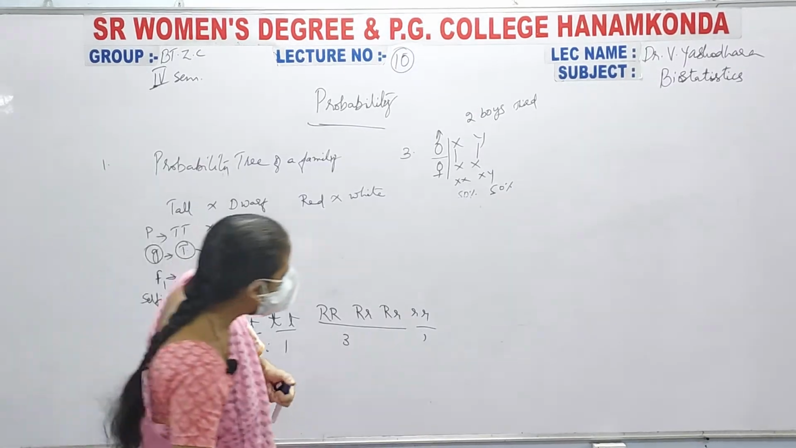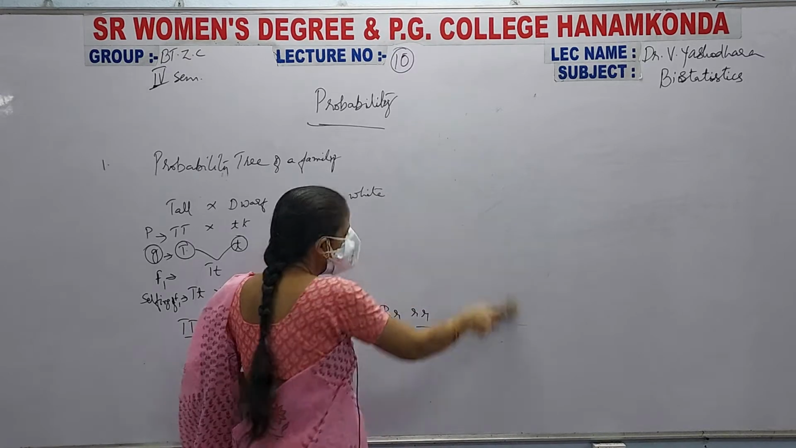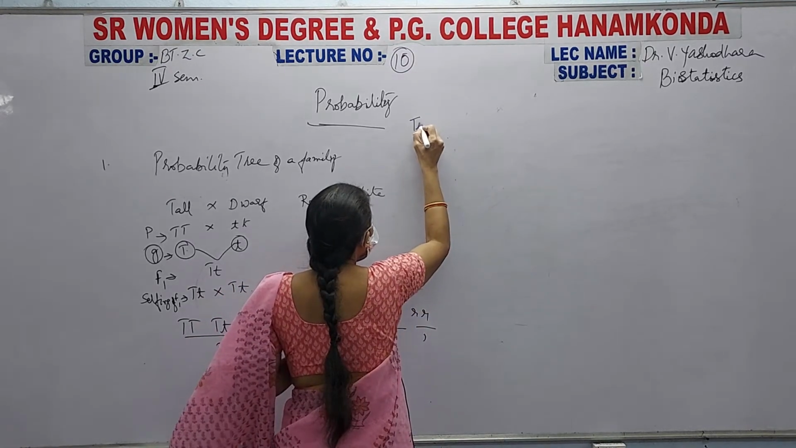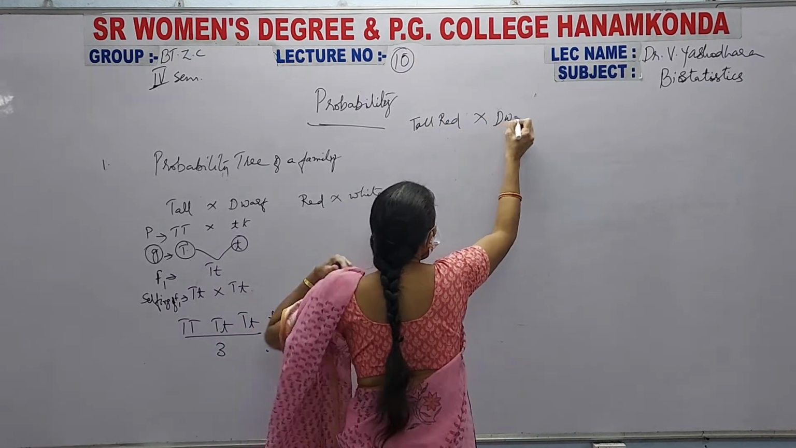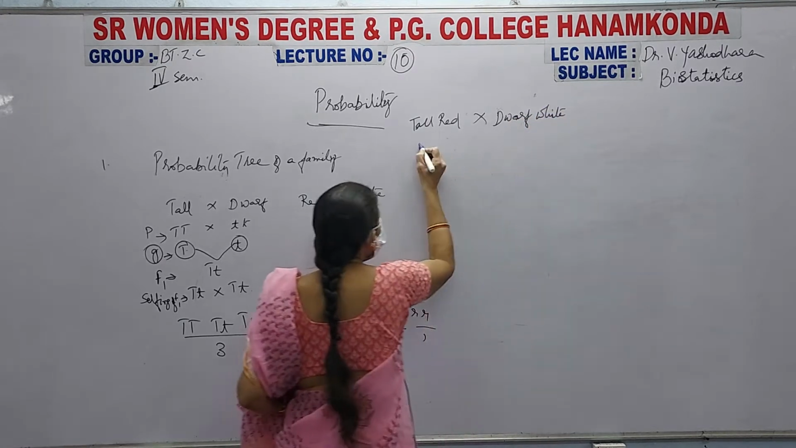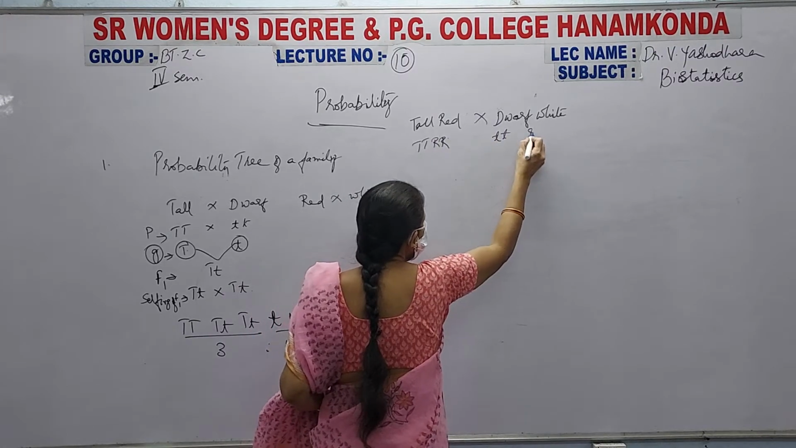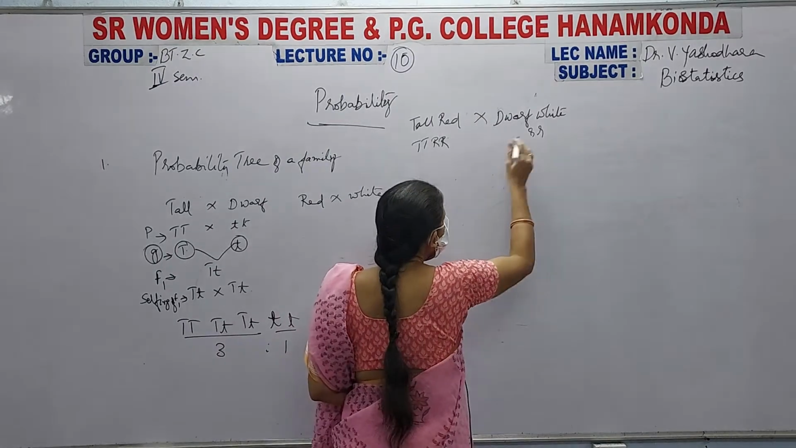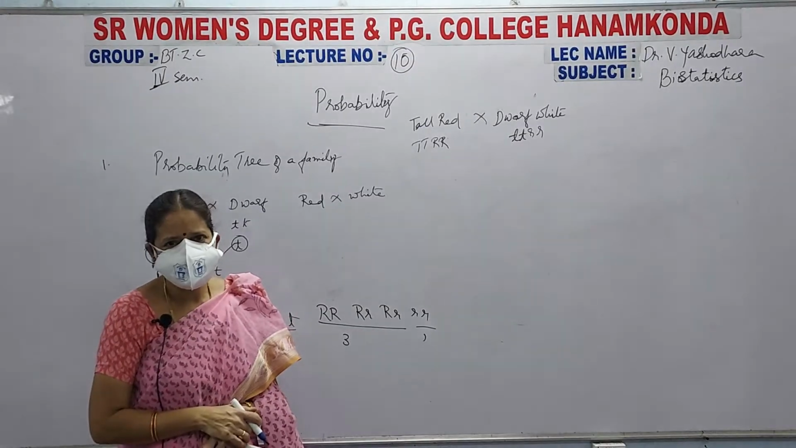Suppose you are combining both, and you are crossing a tall plant with red flowers with a dwarf plant with white flowers, అంటే ఏమవుతుంది, capital T, capital R, small t, small r. These are the parents. Okay, these are the parents. Now what will be the phenotypic ratio?